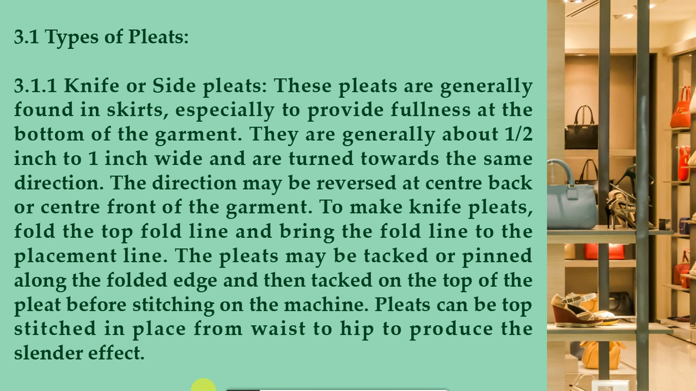To make knife pleats, fold the top fold line and bring the fold line to the placement line. The pleats may be tacked or pinned along the folded edge and then tacked on the top of the pleat before stitching on the machine. Pleats can be top stitched in place from waist to hip to produce the slender effect.